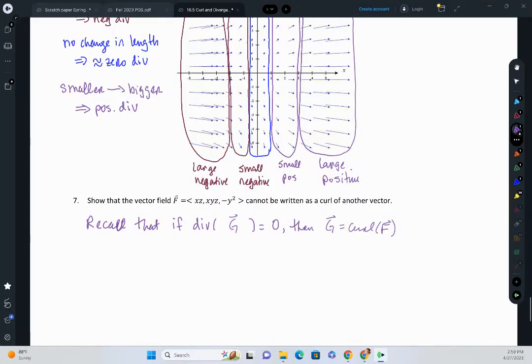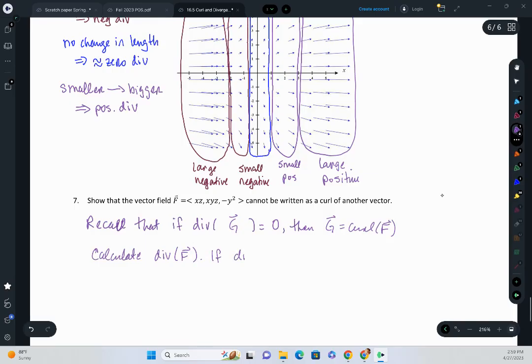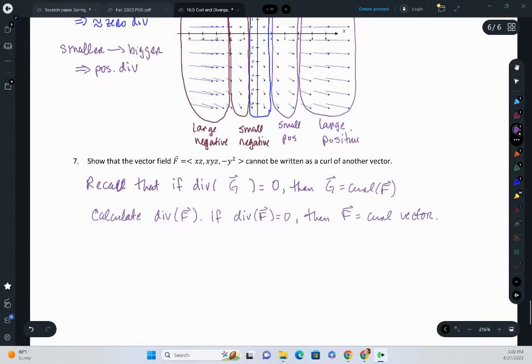So what we're going to do is say, all right, well, let's calculate the divergence of it. If we get 0, then we know our vector was a curl. All right, so let's calculate the divergence of F. If the divergence of F equals 0, then F is equal to a curl vector. That's all we have to do. All right, so let's calculate div of F.